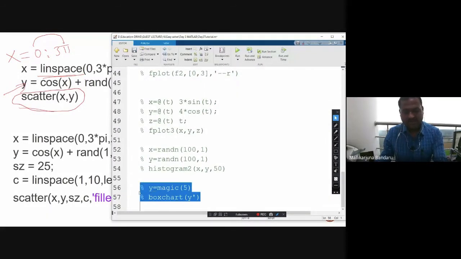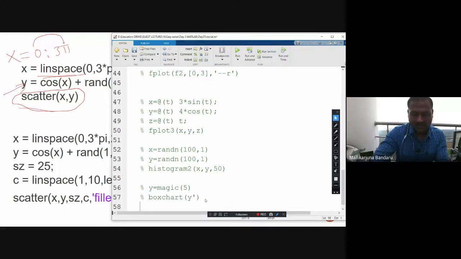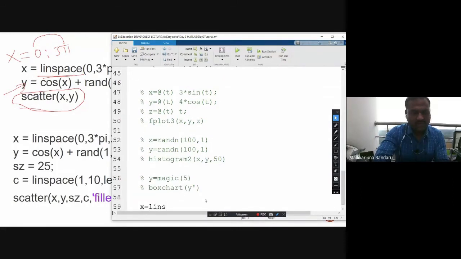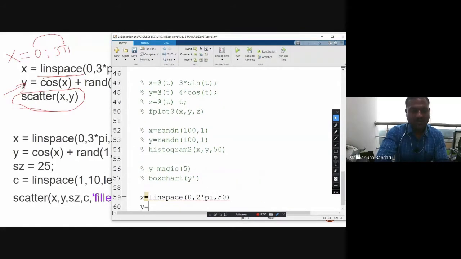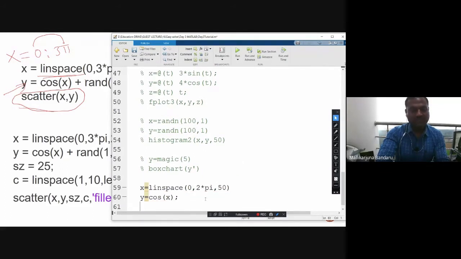Let us try the scatter graph for that. Let x is equal to, I won't take that many points, linspace 0 to suppose 2 pi. Let me take 50 points simply. y is equal to cos x is enough. Let me take the cos x and scatter of x comma y, right? See what it is.